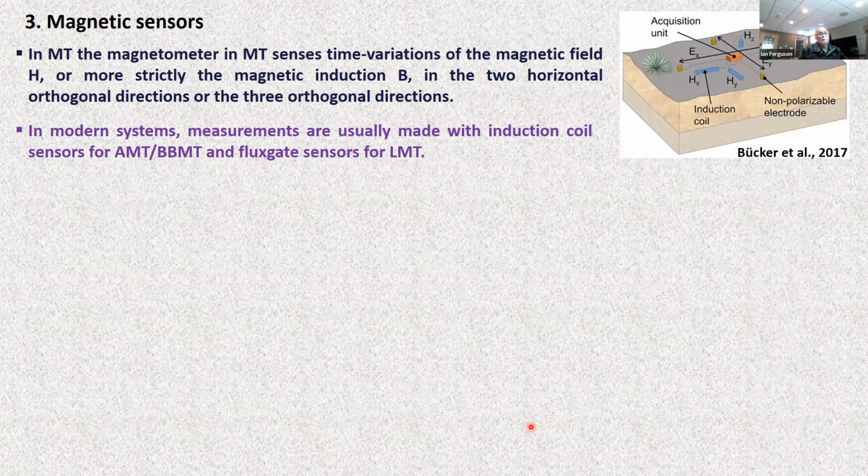Okay, so that's it for electric recordings. We'll now move to magnetic sensors. And of course, the role is to measure 2 or 3 components of the magnetic induction B in 2 or 3 orthogonal directions. In modern MT systems, the measurements are usually made with an induction coil sensor for AMT or BBMT and flux gate sensors for LMT.